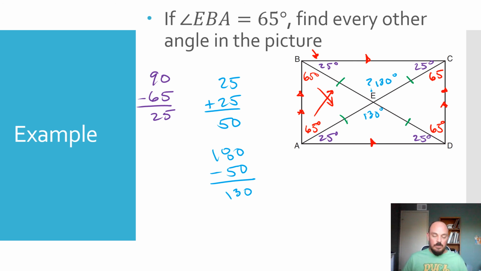Now, each of the other angles, this will be our last answer, the final piece. Each of the others we can get by subtracting from 180. And 180 minus 130 brings us right back to the 50. So this is a 50, and this is a 50.